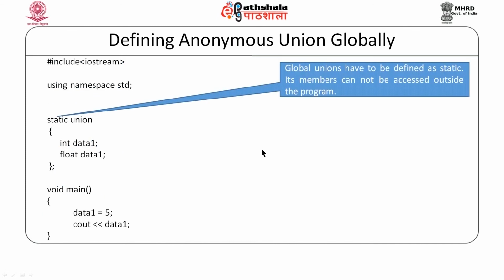The unions can also be defined globally, but as I said before, the global union must have the access specification as static. The members of these unions are only accessible within the program in which they have been defined. And here again we can make use of the data straight away without having to use the dot operator and the name of the union, as we do not have the name of the union. Here we only say static union, and we are not giving a name to this union, it is an anonymous union.